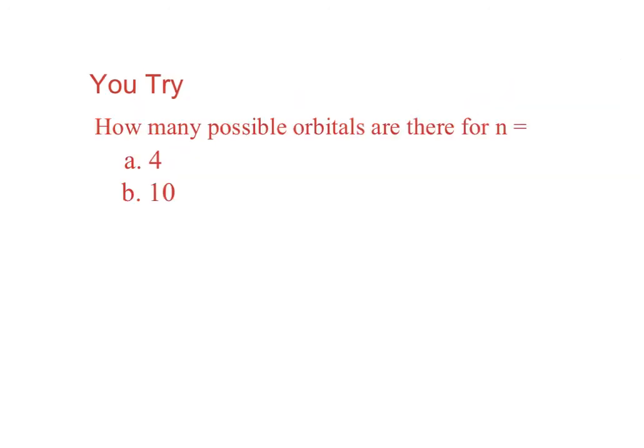One last one for you to try. I'm going to give you a shortcut on this one. I think we were supposed to answer this on the last one. I may have forgotten to. How many possible orbitals are there for n equals 4? I'm going to show you the long way, and then I'm going to show you the short way.